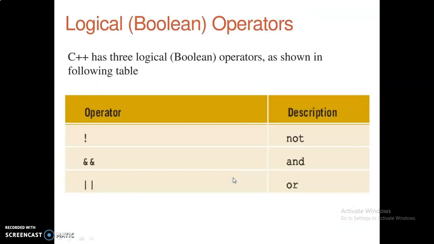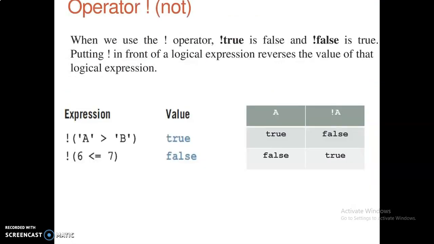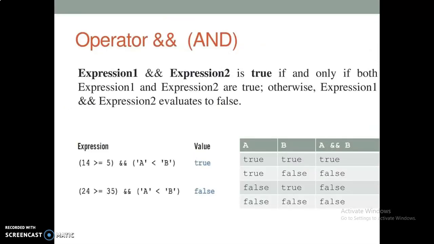And then the next operator is the logical operator. C++ has 3 logical operators: and, or, and not. When we use the operator not, not true is false and not false is true. The answer will be the opposite. Putting not in front of a logical expression reverses the value of that logical expression.